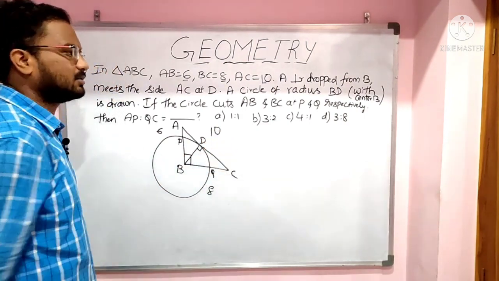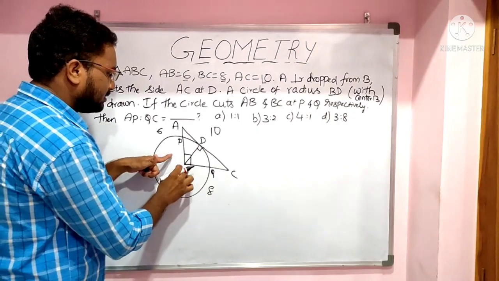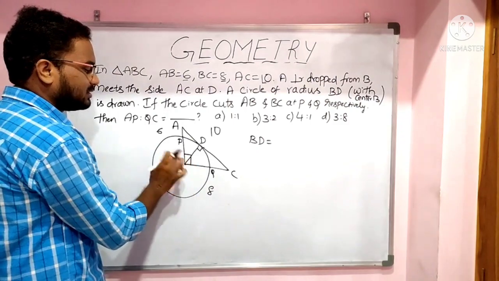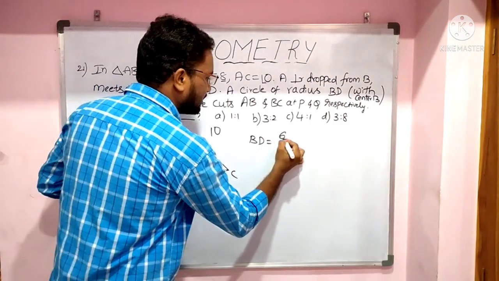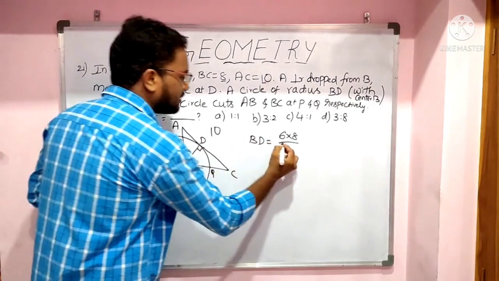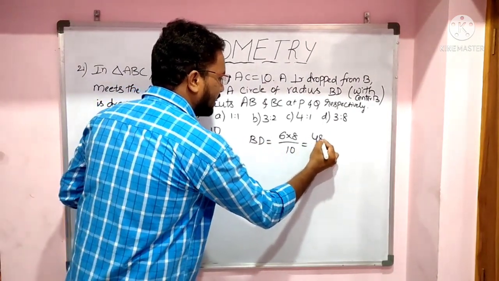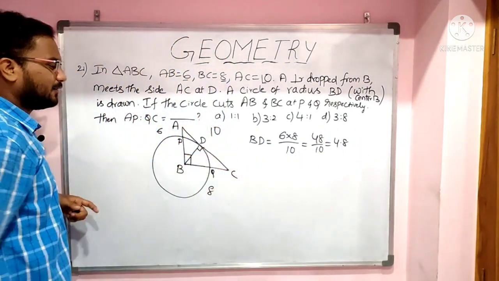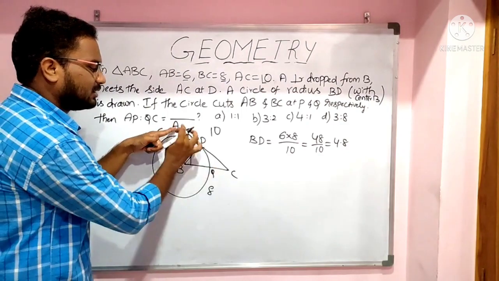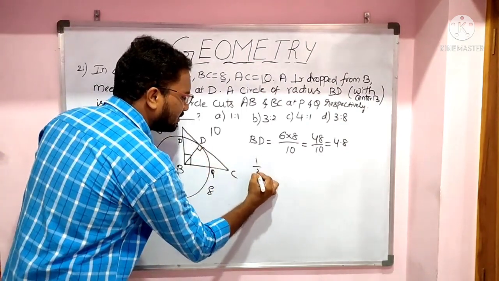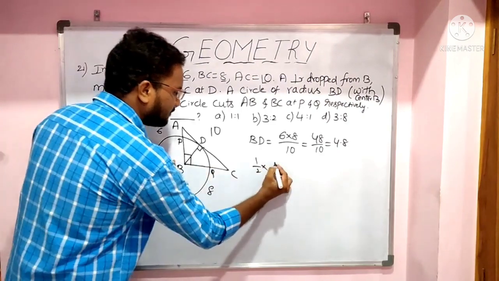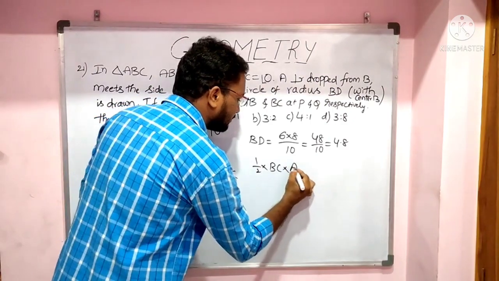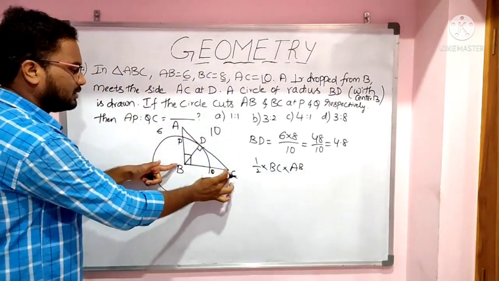Here we have BD equal to the product of these two sides, that means 6 into 8 by hypotenuse 10, that equals 48 by 10, that equals 4.8. How did you get this? If you equate these two areas, area of triangle ABC is equal to half into base BC into height AB.